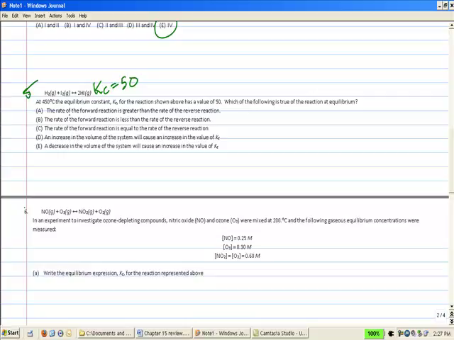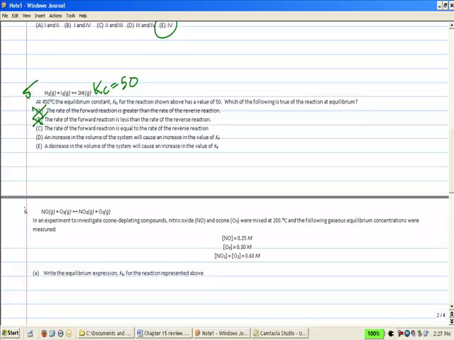So A, the rate of the forward reaction is greater than the rate of the reverse reaction. As we learned the very first day with equilibrium, the definition of equilibrium is that the rates are going at the same speed. The forward reaction and the reverse reaction are going at the same rate. So one of them is not going faster than the other. So A is not true, B cannot be true.